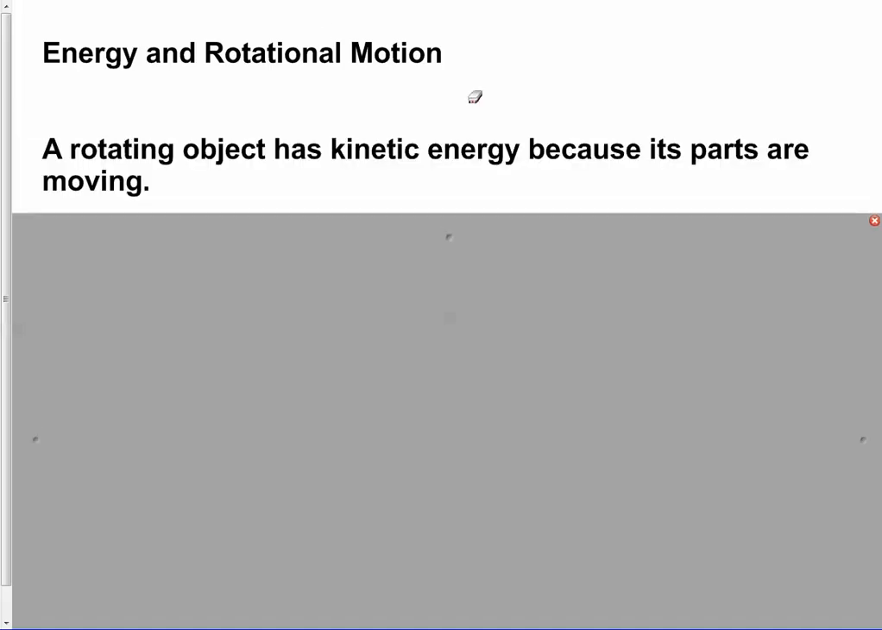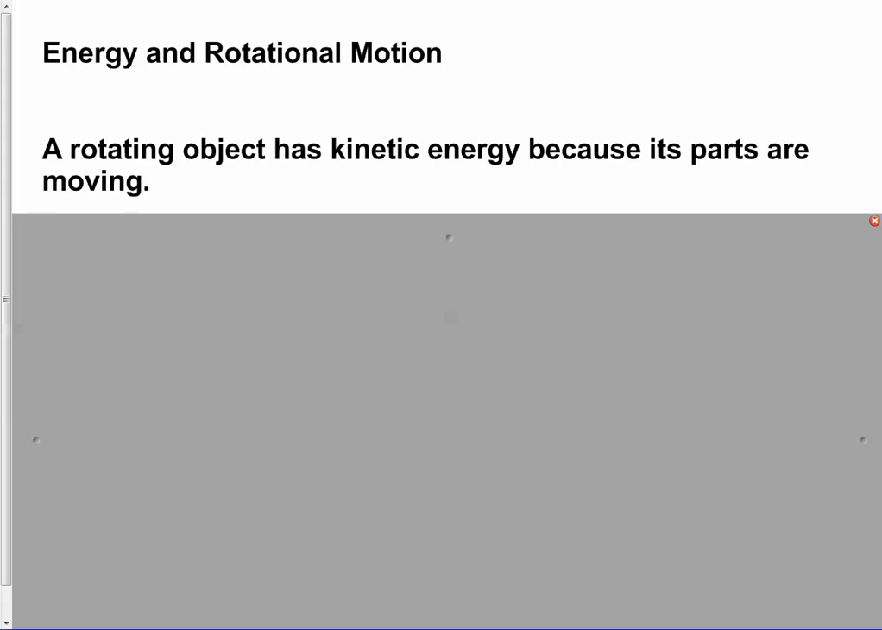So, when an object is rotating, its parts are moving, and we know that there's energy associated with motion. We call that kinetic energy. So a rotating object has kinetic energy. If the object is spinning in place, then it has kinetic energy because it's rotating.